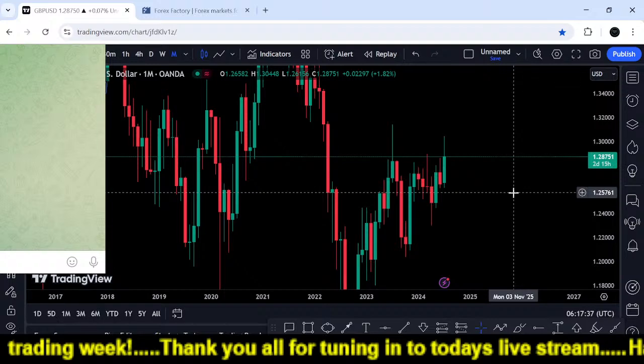You get it? We move to identify our various zones. So we have resistance over here on the monthly time frame. The current price, the current candle, has broken through the monthly resistance.